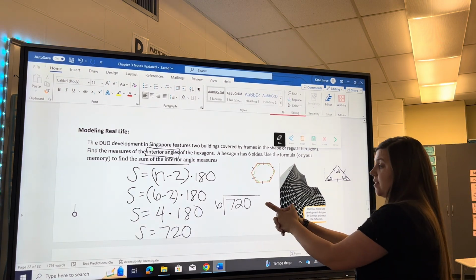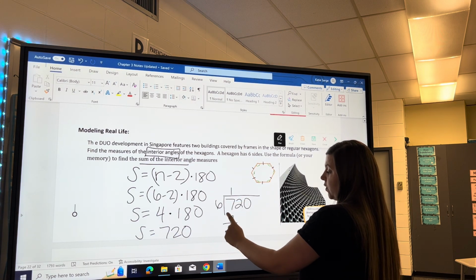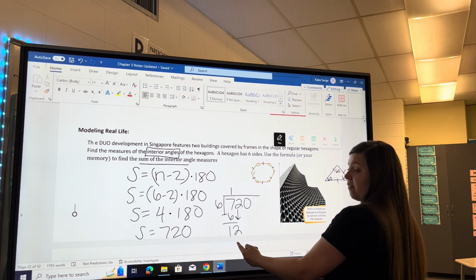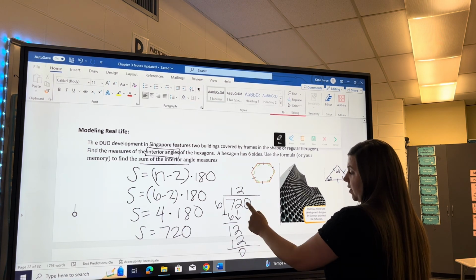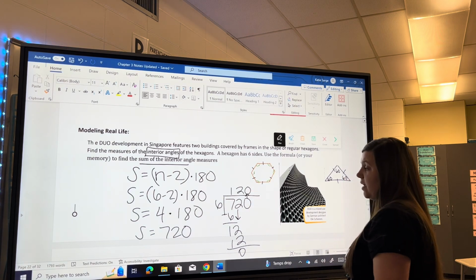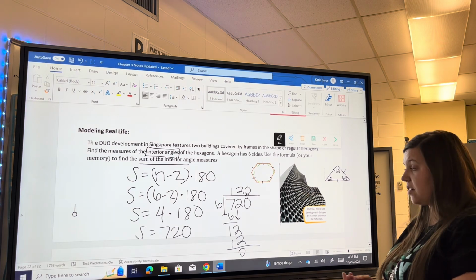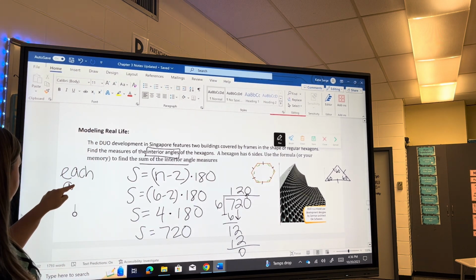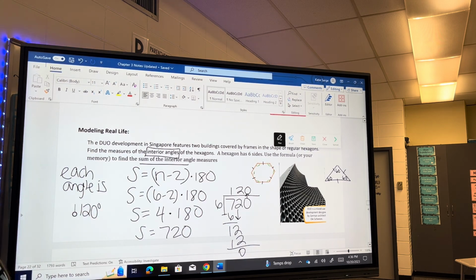Okay, so let's solve this. 6 goes into 7 one time, with 1 left over. 6 goes into 12 2 times, with nothing left over, but I still have a 0. That means that each one of those interior angles is 120 degrees, okay? So each angle is 120. Okay? Good?